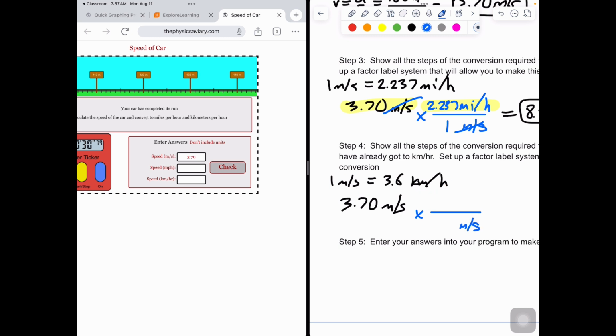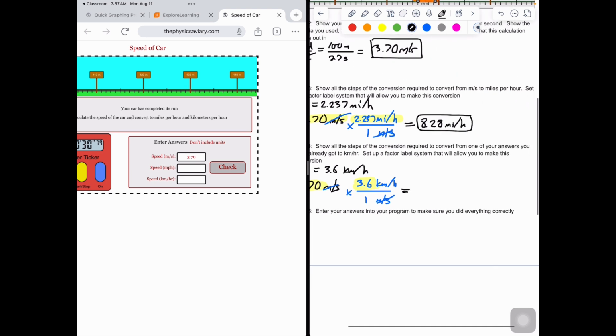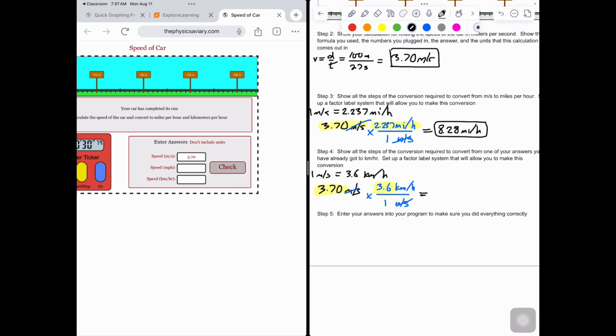So I'll write meters per second down here, kilometers per hour up here, cancels, cancels. You can see next to meters per second is 1, next to kilometers per hour is 3.6. So mathematically, you all should be able to see that I'm just going to multiply 3.7 times 3.6. Okay, go ahead and take some time to calculate your speed in kilometers per hour. Mine comes out to about 13.3 kilometers per hour. Last step is just enter your values into the program.